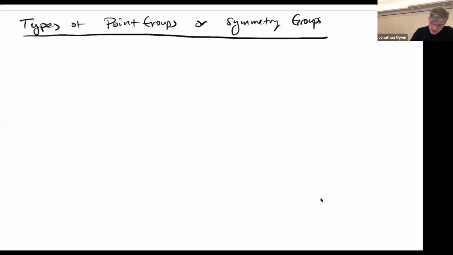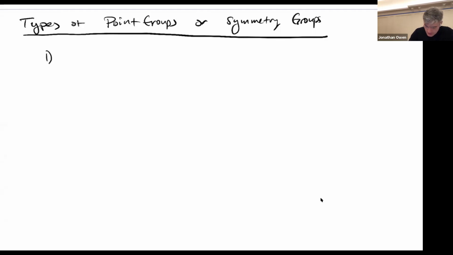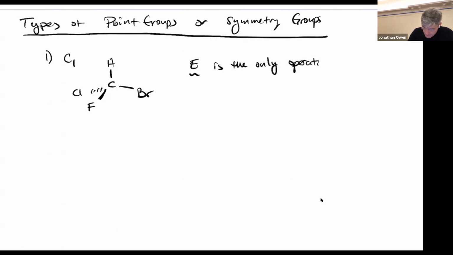So these are collections of symmetry operations that you can assign to molecules, and the first symmetry group, or so-called point group, is called C1. C1 is a case where there's no symmetry. A simple molecule that fits that description is chlorofluorobromomethane, and if you look at it for a while, you'll see there's no symmetry. The only operation is E. So lots of things can be described as C1, because lots of things have no symmetry.